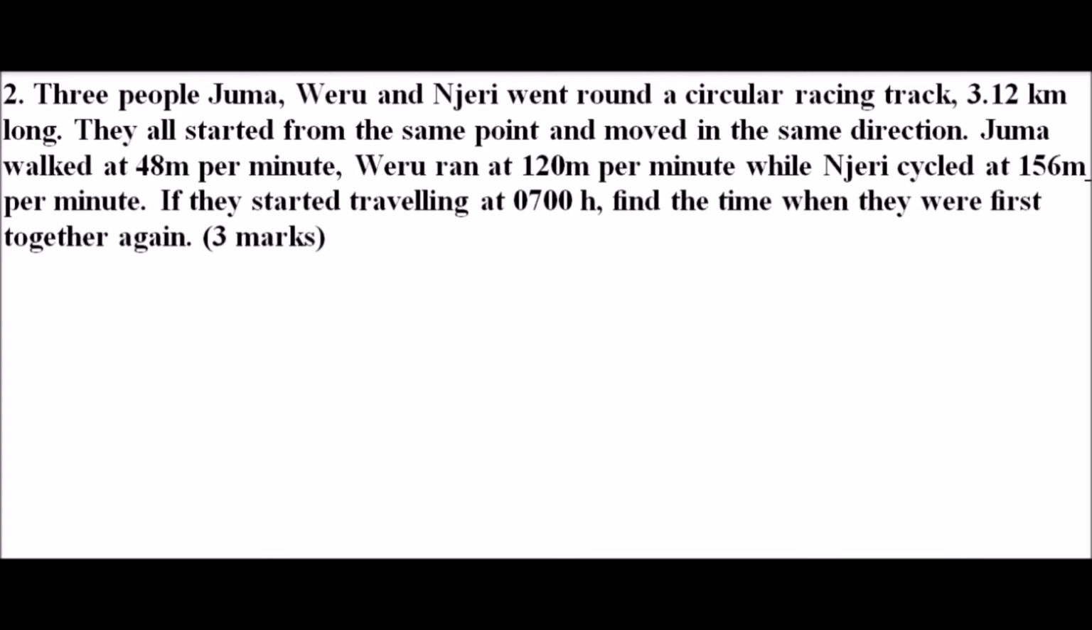So first of all, we are given the distance in kilometers and the speed in meters. So we need to convert 3.12 kilometers. We multiply by 1,000 so that we get the length in meters, so that will be 3,120. From there, we find the time taken by Juma to cover this distance. So we start with Juma. Time taken is distance divided by speed.